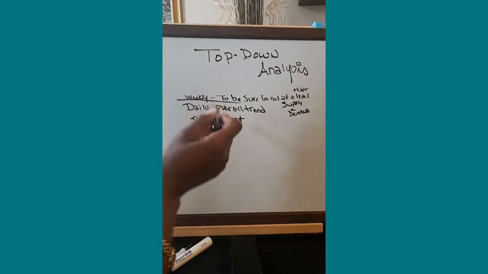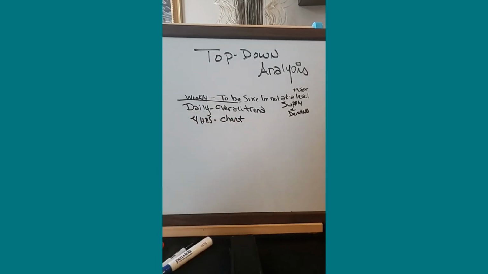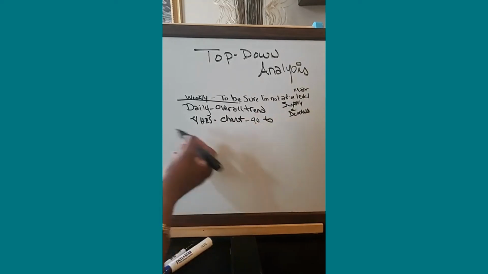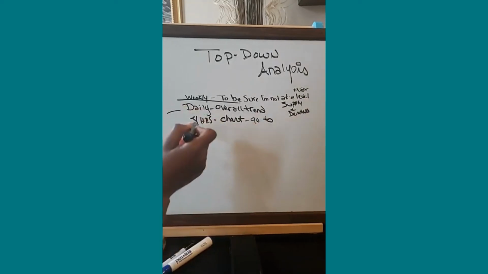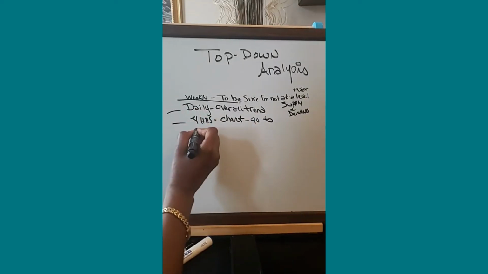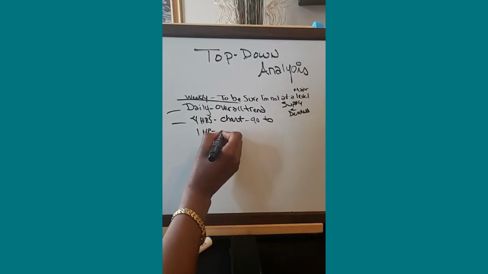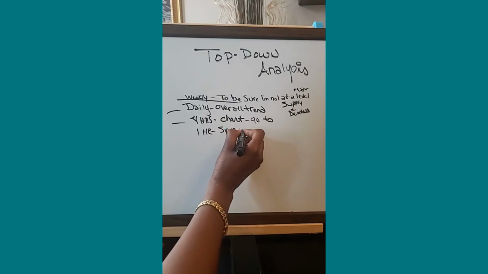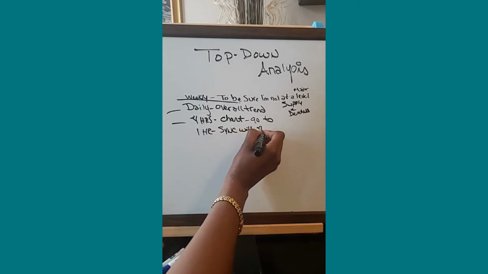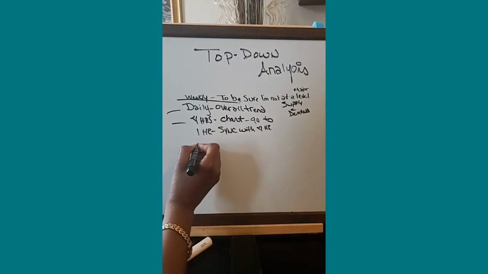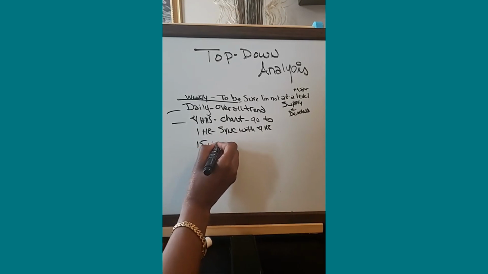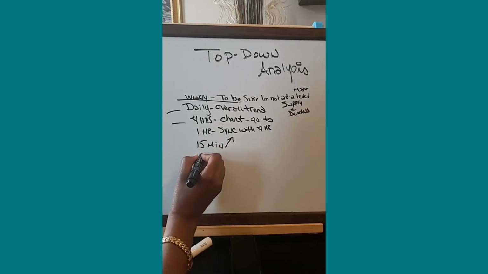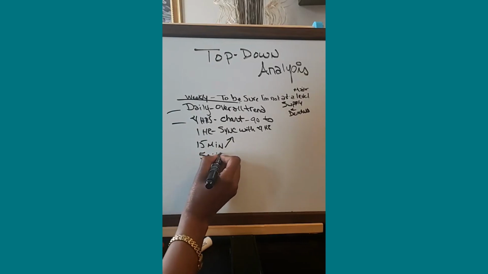So again, this is my go-to. My go-to is my 4 hours chart. Okay, so I got my overall trend. I'm checking my 4 hours chart. I'm going to look at my 1 hour chart just to see if it's in sync with my 4 hour. I check my 15-minute to see if it is also in sync with me, and I enter on a 5-minute.